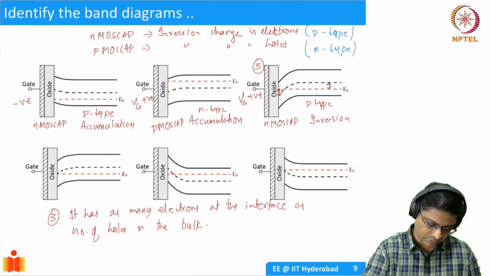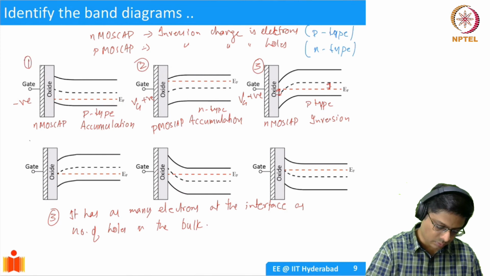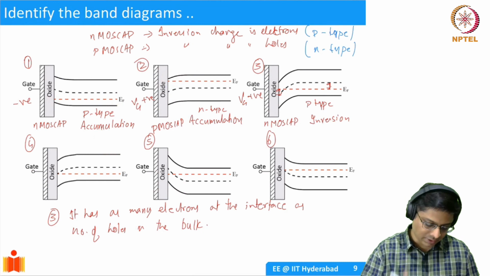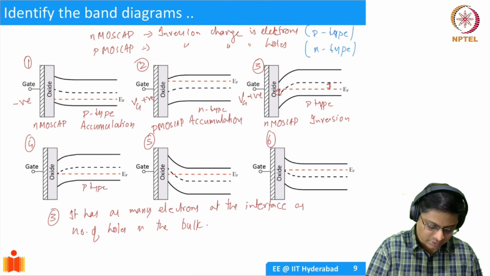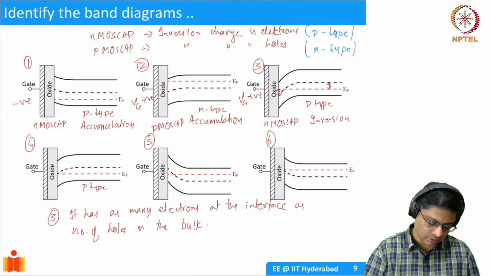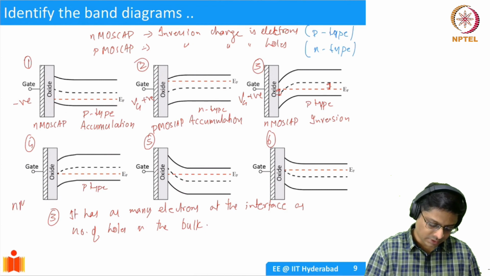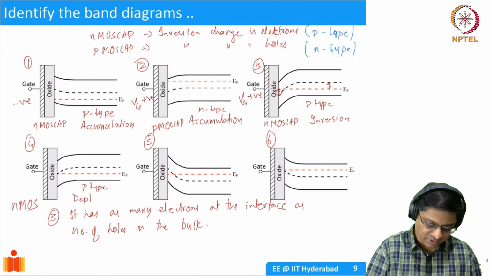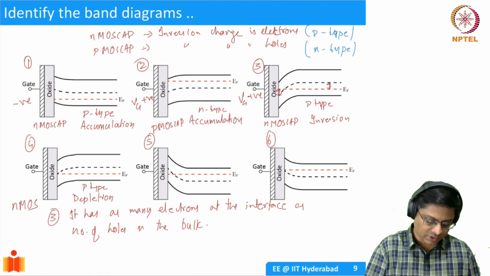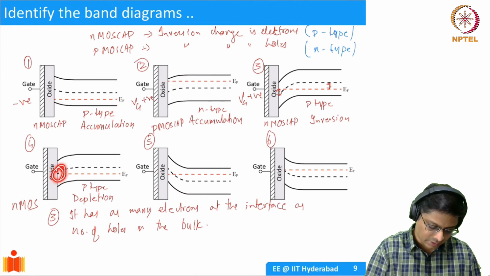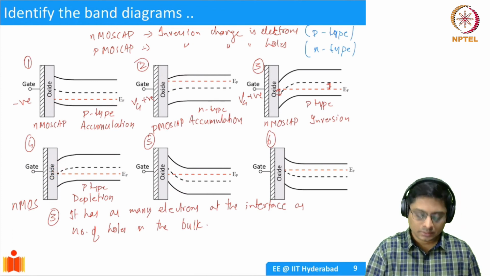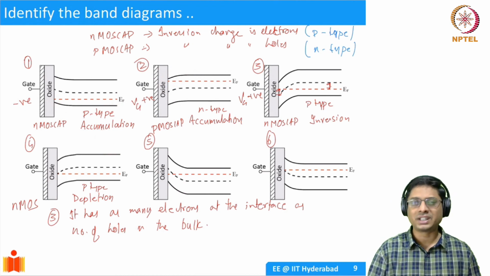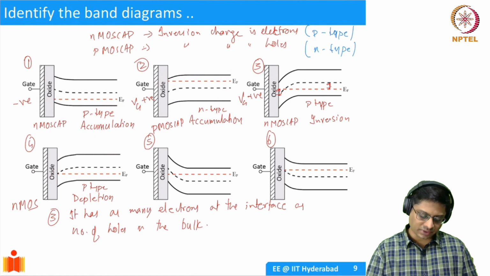What about figure 4? So this is 2, this is 1, this is 4, 5, and 6. In this case, we have again a P-type substrate, and so this is an NMOS device, and this is in depletion. Since EF is at EI here, we have simply depleted the substrate of all the holes, but there are really not many electrons present. That's why we call it depletion.